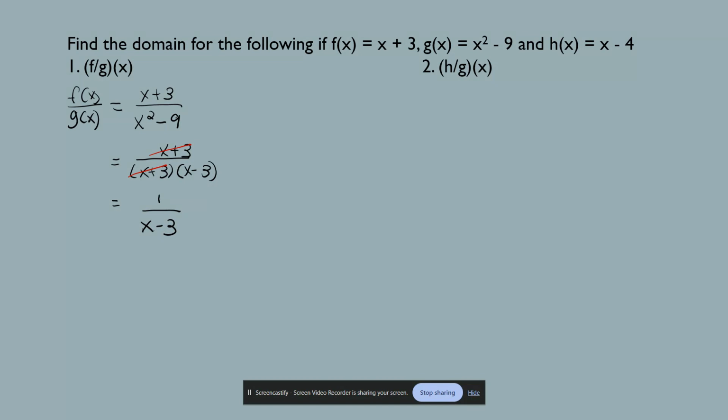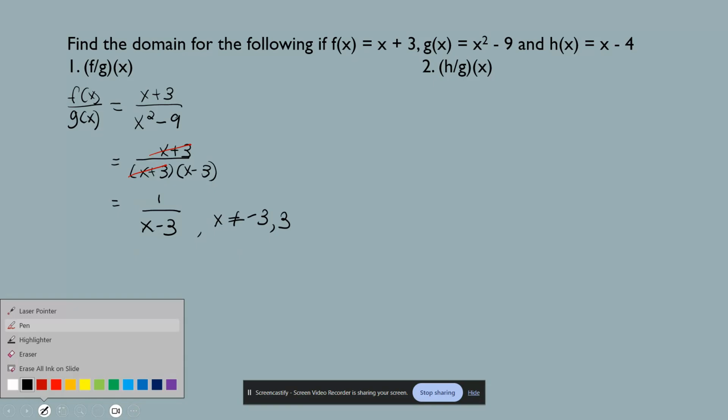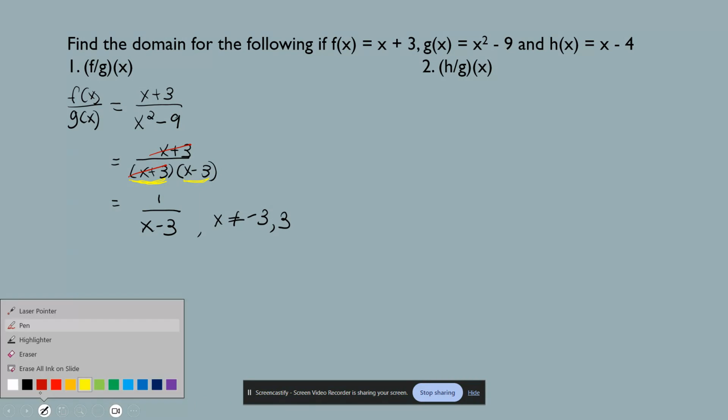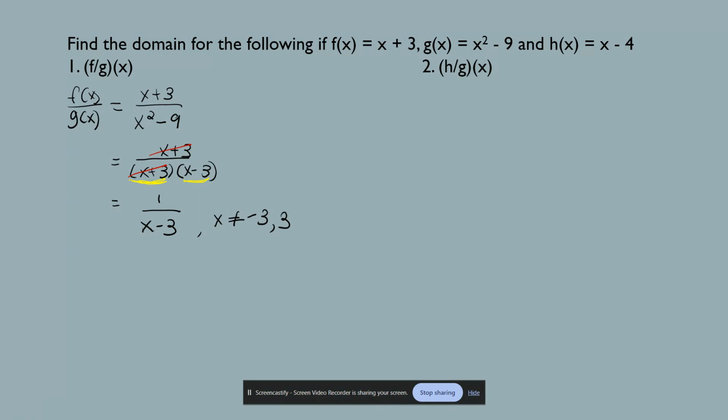However, please don't forget about the restriction. Now we're talking about fractions here, so we have restrictions in the denominator. So for restriction, x cannot equal negative 3 and also positive 3. The negative 3 is coming from here, and the positive 3 is coming from here. So please don't forget about your restriction. Let's continue.